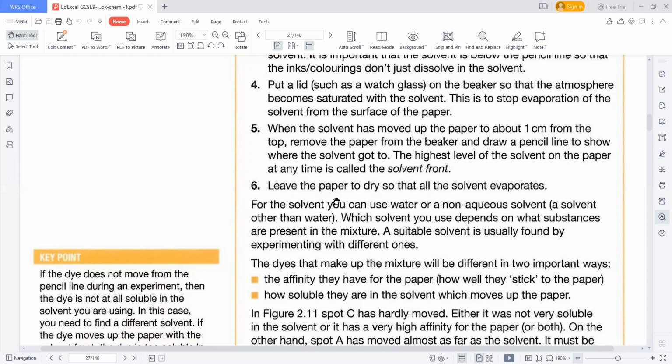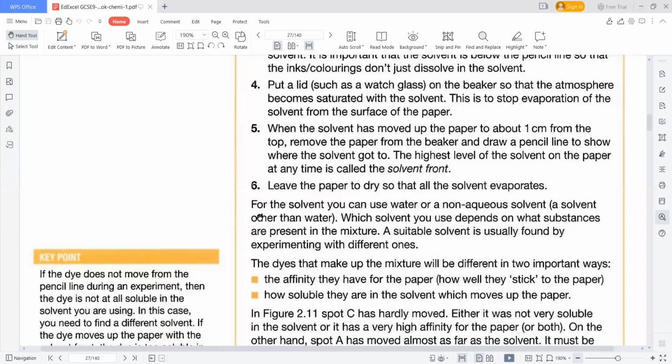Now leave the paper to dry so that all the solvent will evaporate. Why are we evaporating it? Because all we wanted is to make the solute, or dyes, or the sample travel. We wanted the solvent to carry that dye right to the top of the paper. Once it is done, we want that solvent to get evaporated. So now we don't need the solvent anymore.